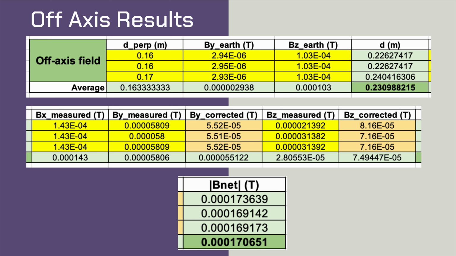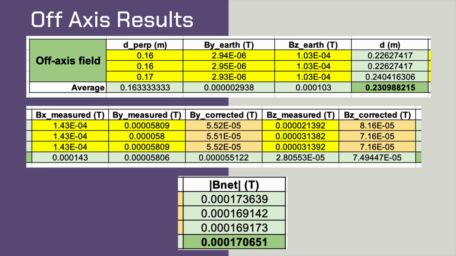For the off-axis results, I positioned my phone's magnetometer sensor a distance d from the magnet in both the x and y direction. Then, I put the data into the Excel sheet. I then collected the corrected y component by subtracting the magnitude of the Earth's magnetic field from the magnitude of the magnetic field measured. The average perpendicular distance was found to be 0.230988 meters, and the average B net magnitude was found to be 1.707 times 10 to the negative 4 Tesla.